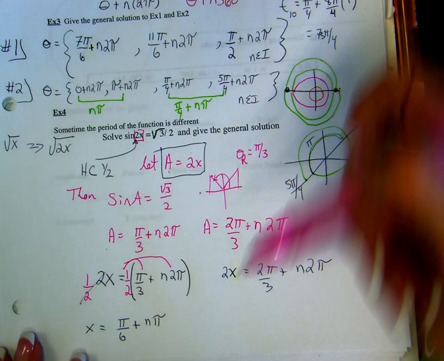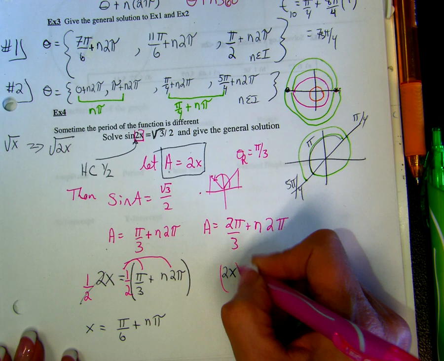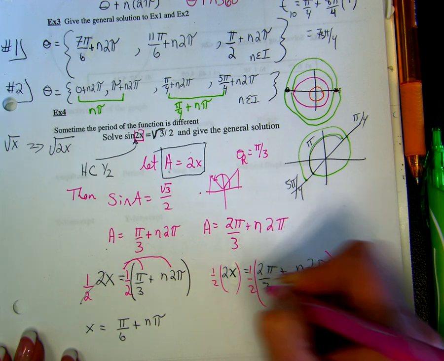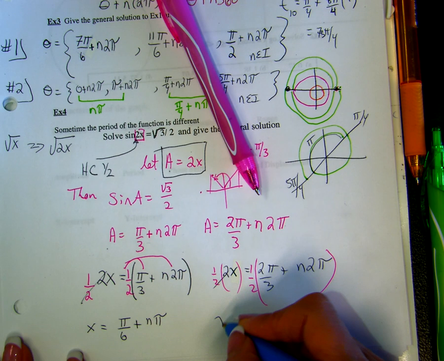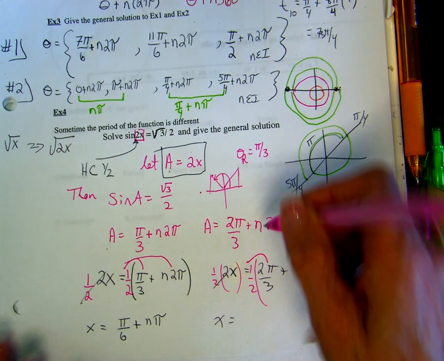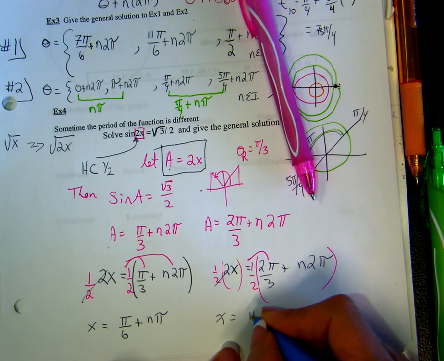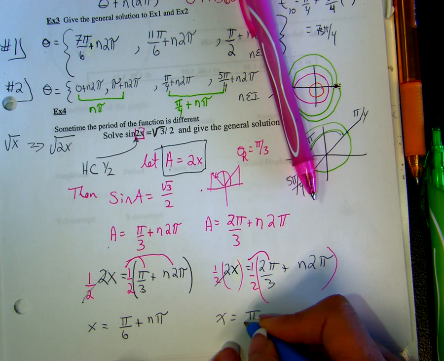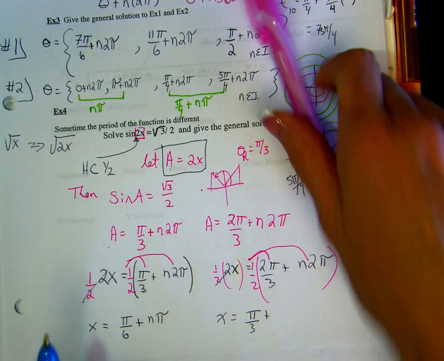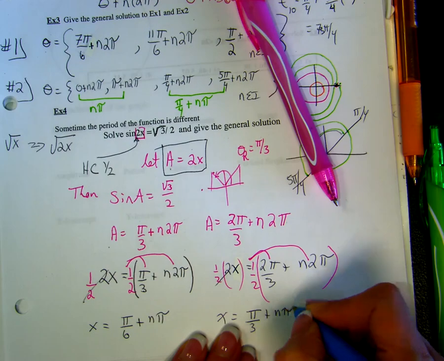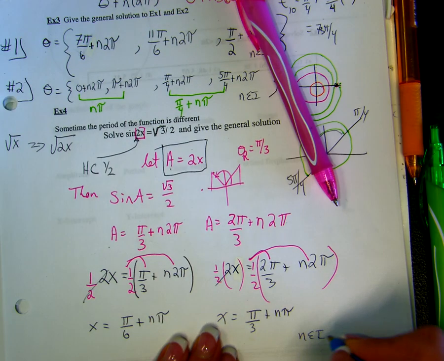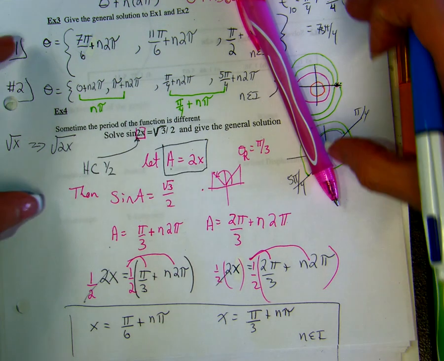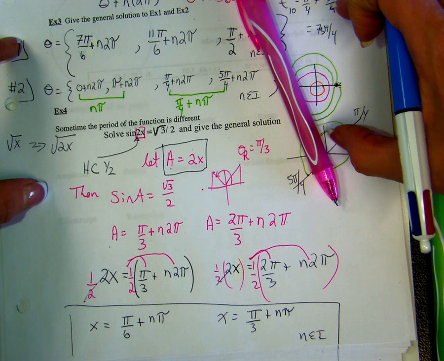Over here, same thing. Take both sides and multiply by a half. The 2's cancel, and I get x equals, distribute this to the first term, I get 2 pi over 6. That's just pi by 3. Plus, multiply, the 2's cancel, n pi, where n is an integer. This is an advanced question. The others are basic. This one will be more challenging.